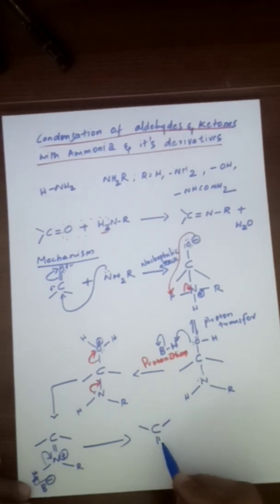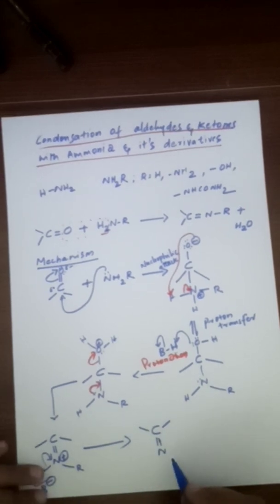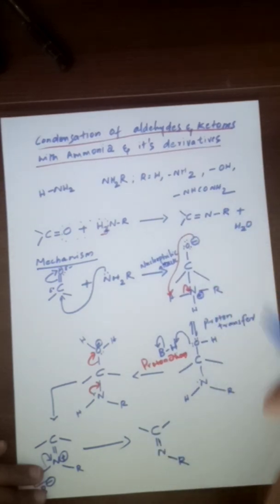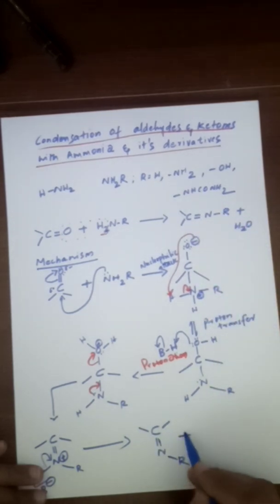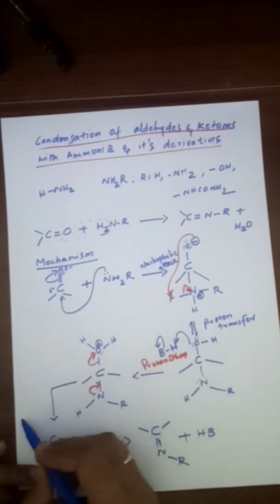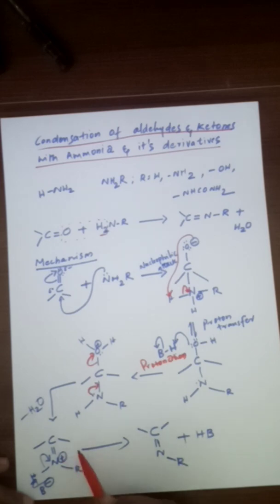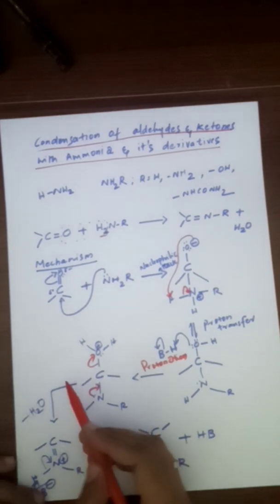Now the double bond N, H has gone. So what is there? R. Is this product similar to this? Yes. So your product is ready along with HB. So here minus H2O will also be there. Here also one deprotonation is taking place. Okay, so when deprotonation is taking place, here dehydration is taking place.